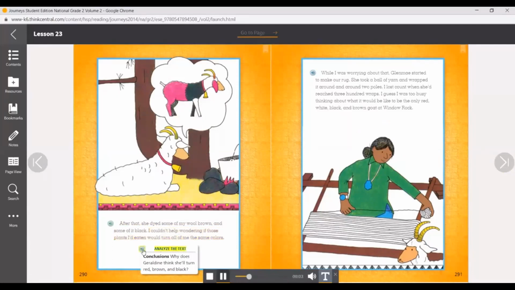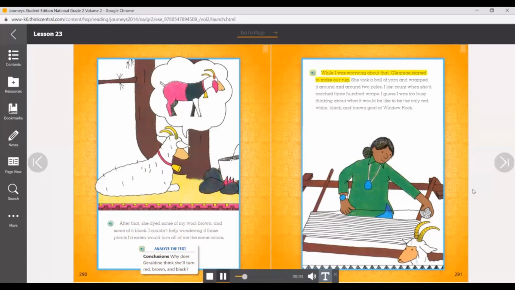Analyze the text. Conclusions. Why does Geraldine think she'll turn red, brown, and black? Geraldine is worried about this, boys and girls, because she ate the plants that Glen May was going to use to dye the wool. So she thinks that she will turn those colors since she ate those plants. But we know that's not true. I was worrying about that.